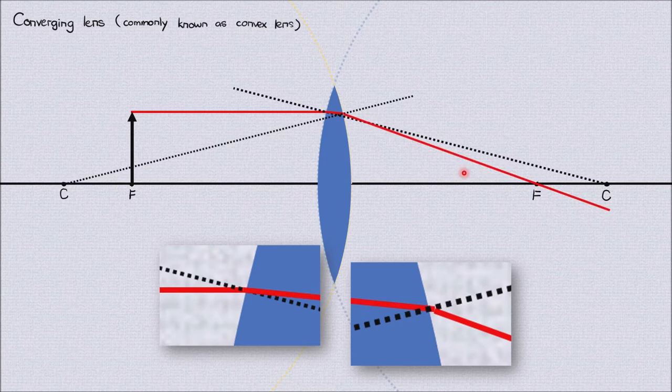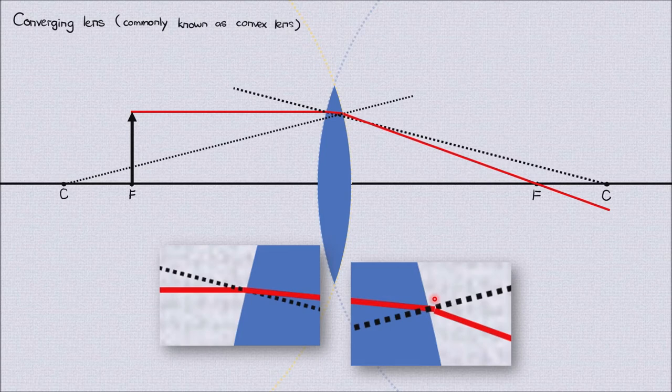Based on our observation from experiment, we see that if our light is incident parallel to the optic axis, the refracted ray will be passing through the focal point on the other side of the lens. So this is what we discovered through experiment. And if you do the calculation, it's basically just two times of refraction. That's why we say it's a pair of refractive surfaces, as in the previous video.